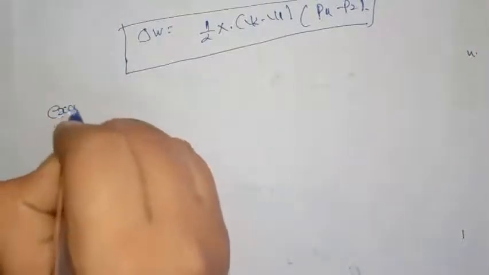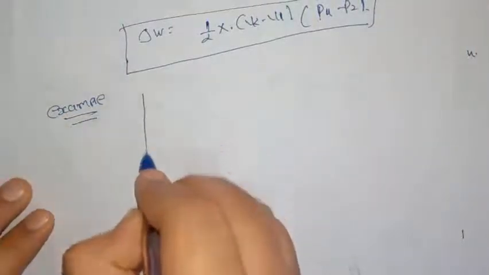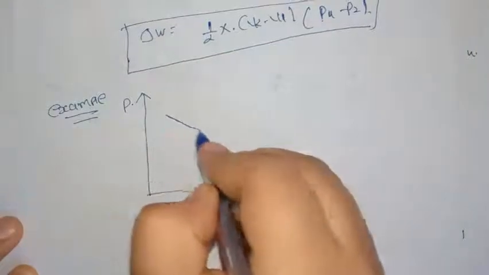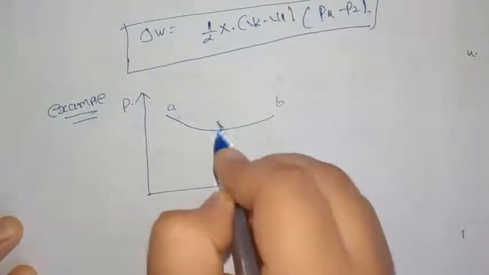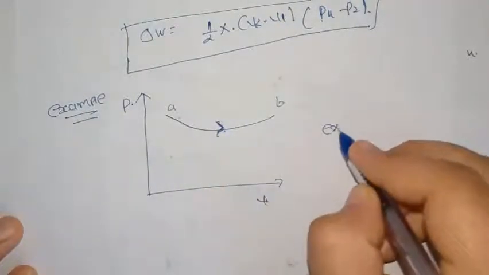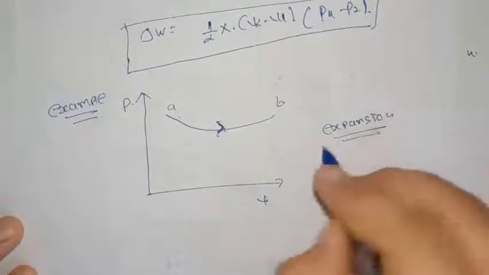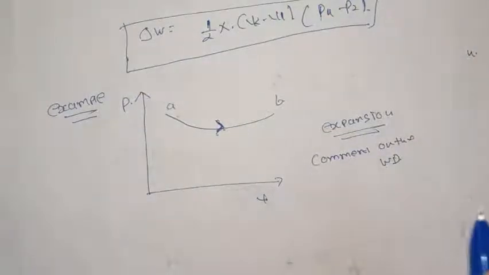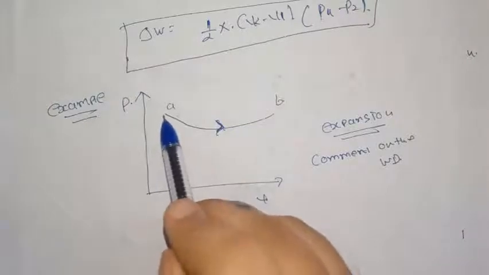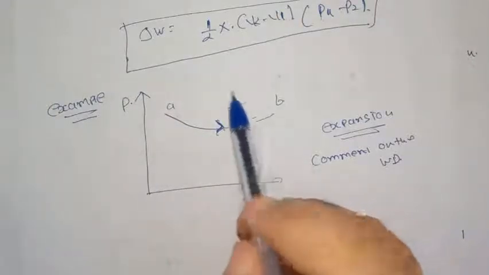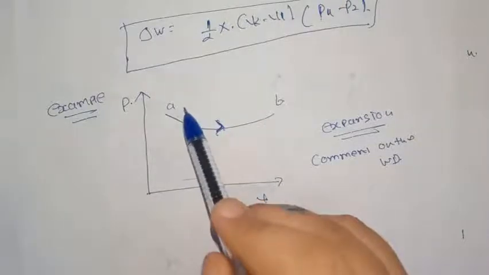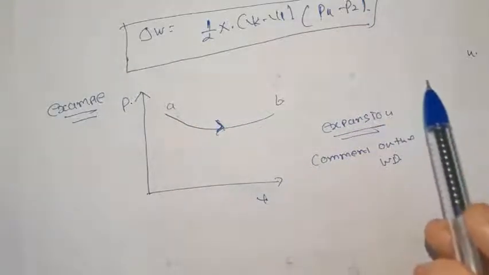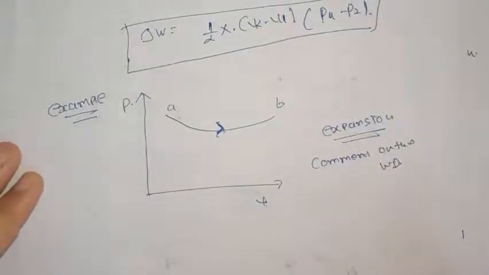Let us see another example. A PV graph is given for the process from A to B. This is the process of expansion. We have to comment on the work done. Now, one can say that the work done is decreasing and then it is increasing. As the graph is going down and then it is going up, one can say that work is decreasing and then it is increasing. But it is not true.